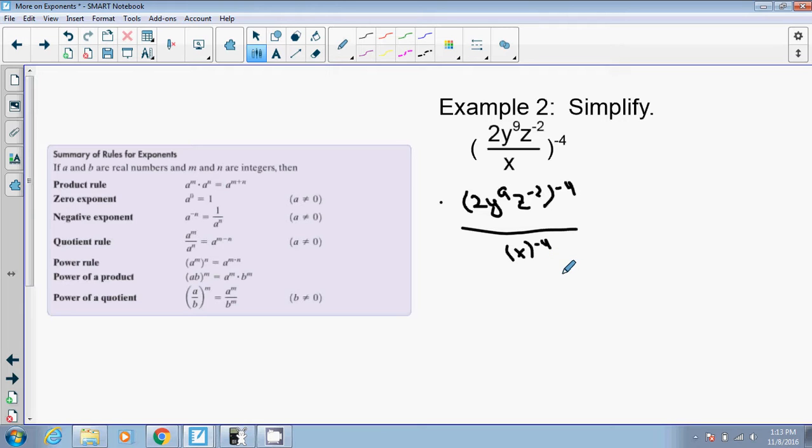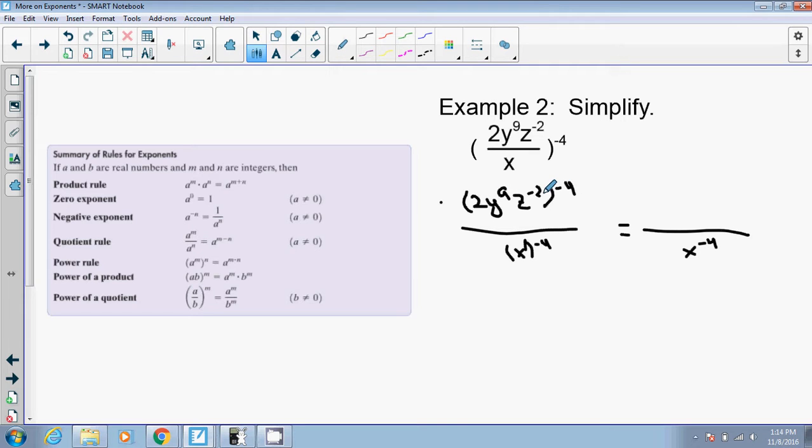We want to go through and simplify this now. The denominator is easy to simplify because you're just using the power rule. I mean, technically there is a 1 on that x. 1 times negative 4 is negative 4. So in my denominator I have x to the negative 4th power.